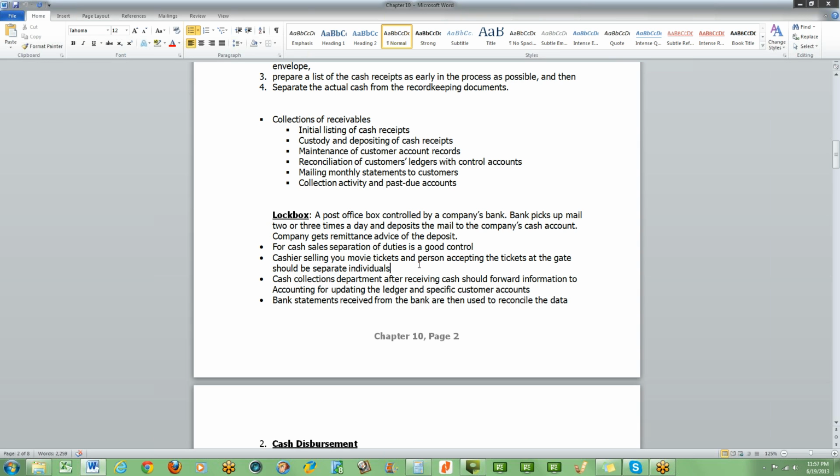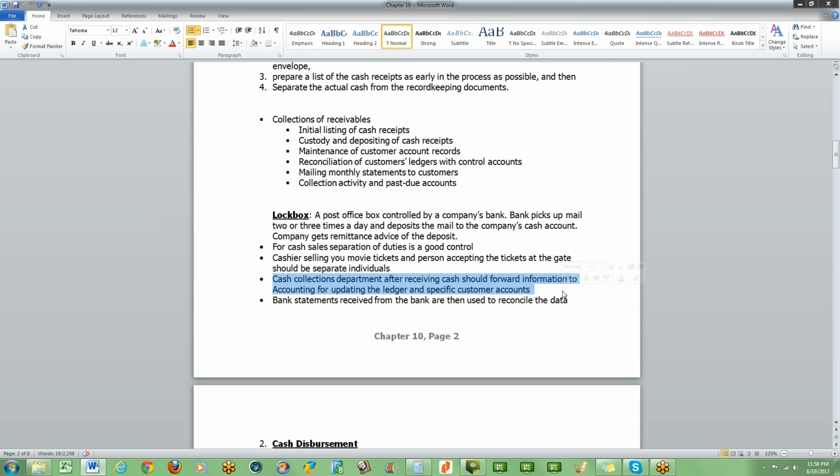Why? Think about it. If they both are the same person and he is your best friend, you could be getting free tickets and he would also be letting you into the theater. Okay? That's why, in a way, it is segregation of duties. The cash collections department, after receiving cash, should forward information to accounting. Think, who handles cash nowadays?